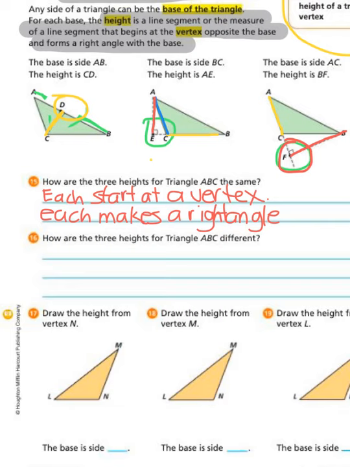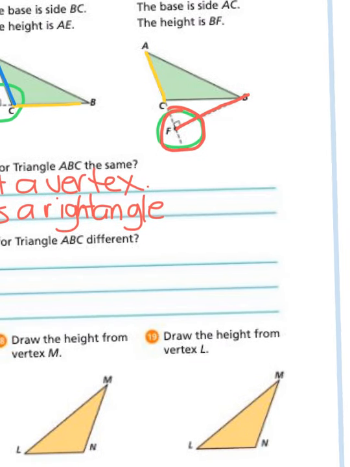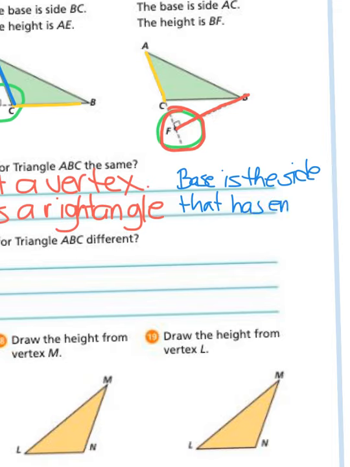And so I've kind of run out of room here. Get a different color ink so you can see it. And that's the base is the side that has endpoints that are not the vertex.